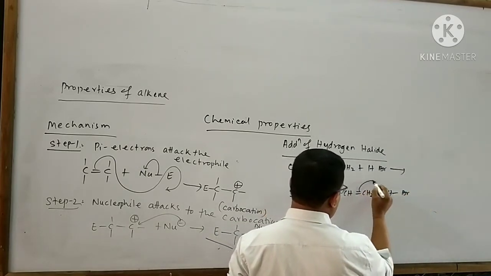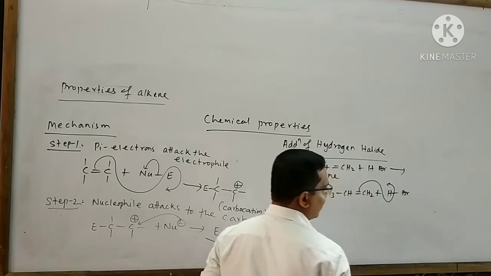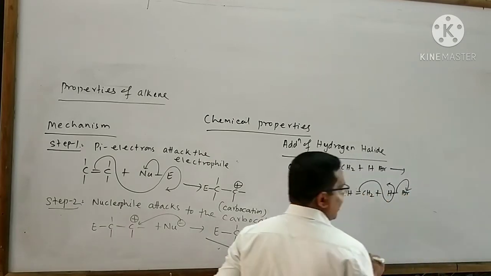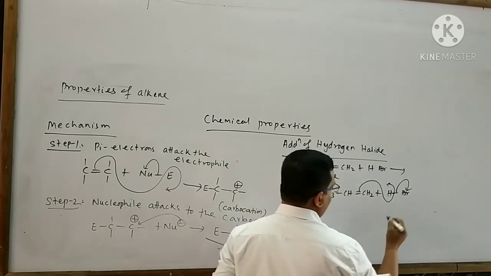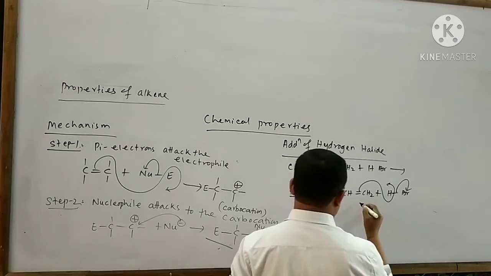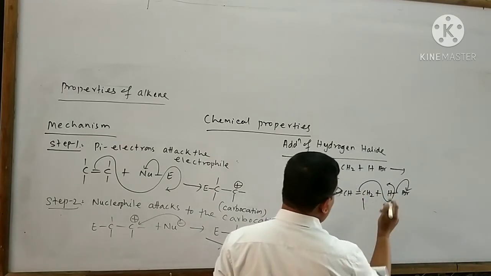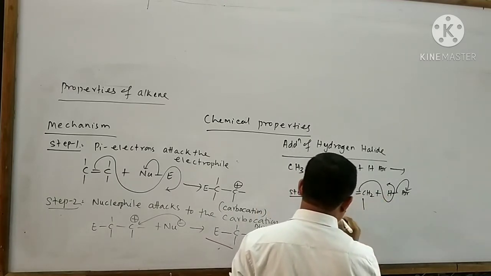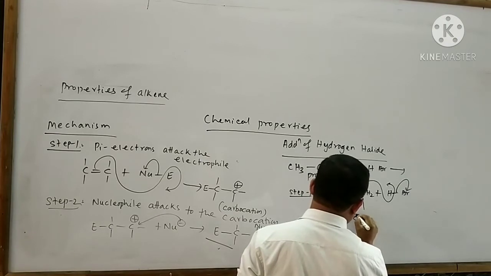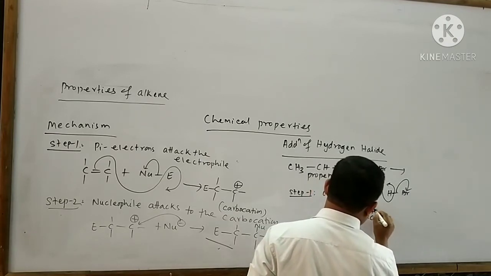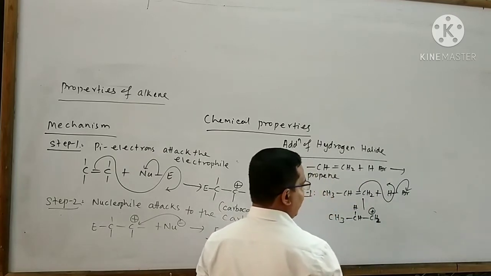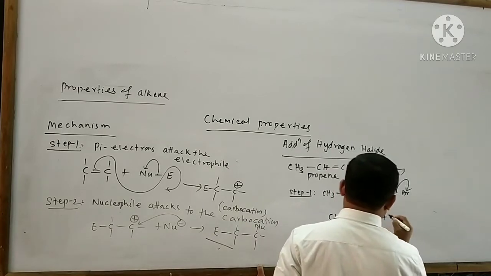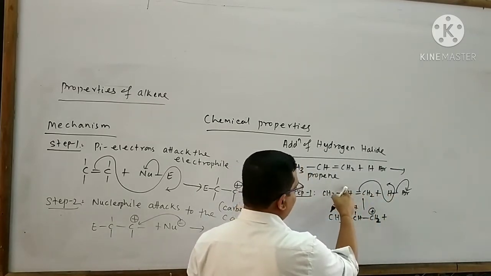Here this pi electron attacks this electrophile. The electrophile is the H plus. Here Br minus acts as a nucleophile. I can write step number 1 like this. Suppose H plus attaches to this carbon atom, then what will happen? I can write like this. Here the plus charge will be erased. If the H plus ion attaches to this carbon atom, then what will happen? The plus charge will arise upon this carbon atom.